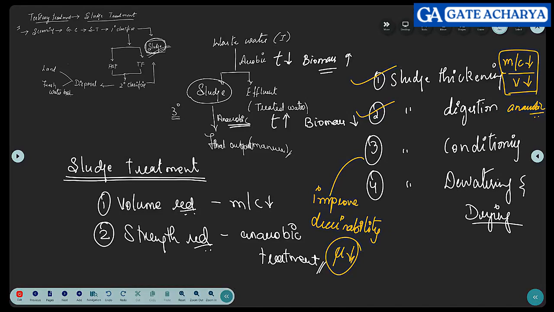Finally, we are going to make the moisture content zero. We are going to remove the entire moisture content from the sludge, and then we will be storing it if it is a hazardous sludge. If it is manure, then we will be using it for some other activity. This is the sequential process which we are going to perform in the sludge treatment operation. Okay. இது எல்லா இடத்துலயும் நீங்க ஈஸியா பார்க்கலாம்.